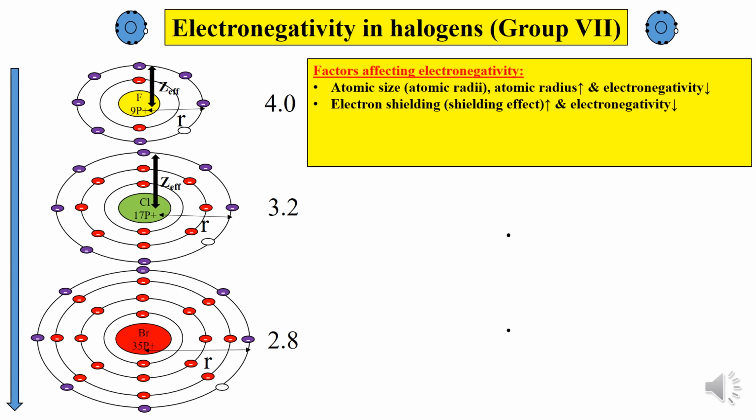And what about the effective nuclear charge? So as the shielding increases, effective nuclear charge decreases. So effective nuclear charge is the electrostatic force of attraction between the positively charged protons and the outermost electrons, or the net positive charge experienced by the electron. So as the shielding increases, effective nuclear charge decreases, and thereby electronegativity decreases.